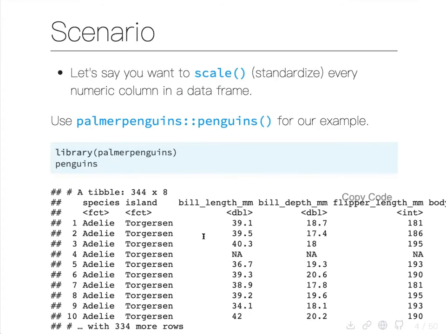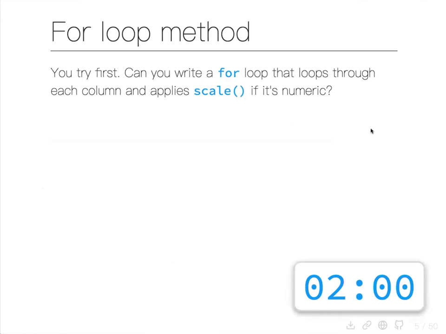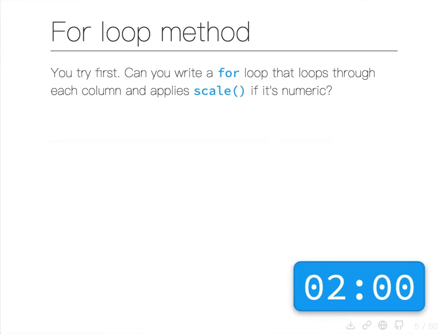Okay, so go ahead and get R launched. Type in library Palmer penguins and then penguins. What I'd like you to do is apply this function scale to every column that's numeric. So this one, but not these ones, because those are not numeric, all right? So try to do that first through a for loop. I'll show you my version after you give it a try. Okay? 2 minutes, give that a try.